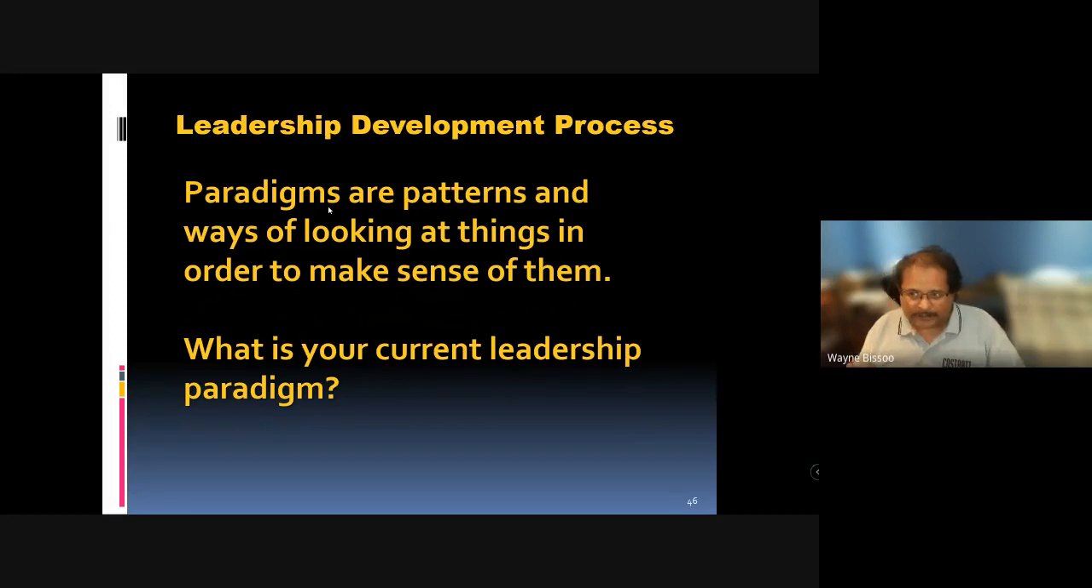And what this leadership development process is going to ask you to do is to look at the fact that we need to be changing our paradigms about how leadership works. All right, and that's what this course is going to ask you. It's going to ask you to look at making change. All right.